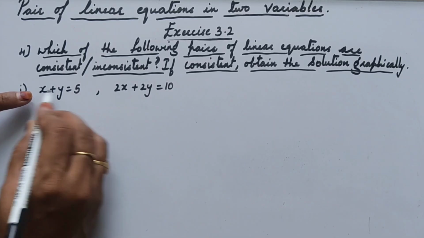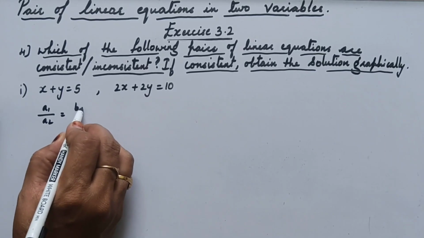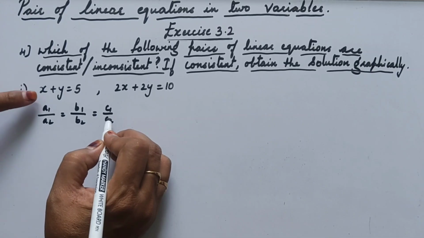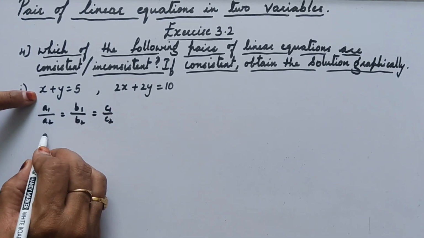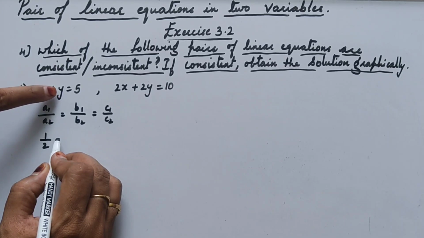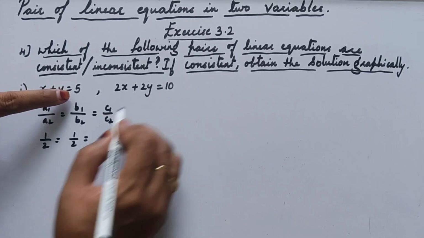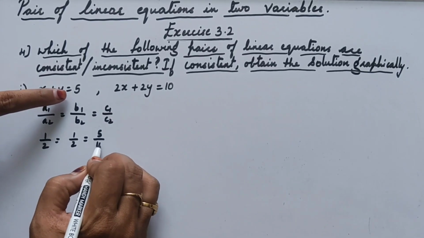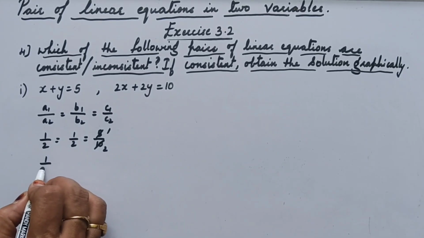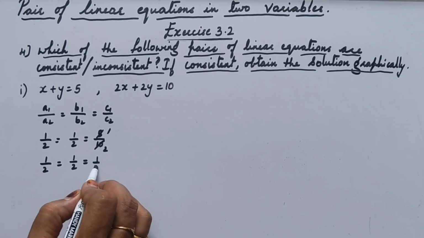Here I'll just write a1 upon a2 equal to b1 upon b2 equal to c1 upon c2. So 1 upon 2, we'll just take constant numbers. Here 1 and here 2. 1 upon 2 equal to 5 upon 10. Now 5 ones are 5, 5 twos are 10. I'm going to get 1 upon 2 equal to 1 upon 2 equal to 1 upon 2.